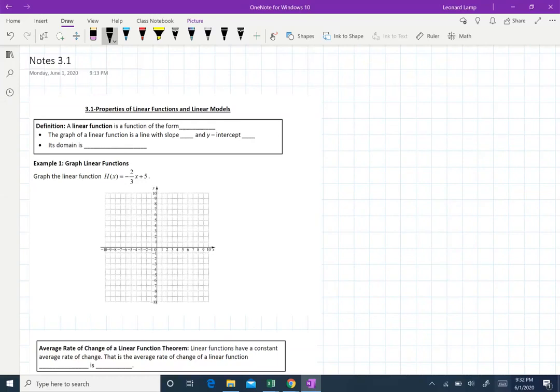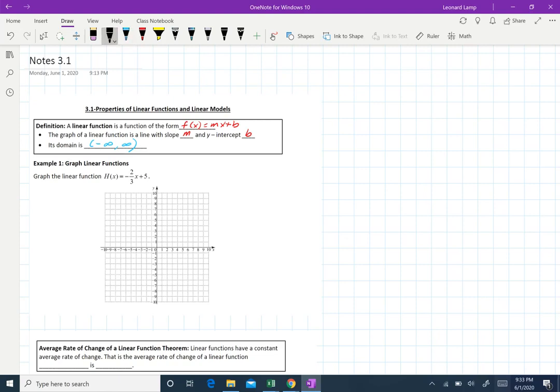All right, 3.1, we finally made it through chapter 2. Long lectures. So in 3.1, we venture back into linear models or linear functions, which is just another way of saying lines. A linear function is a function of the form f(x) = mx + b. The graph of a linear function is a line with a slope of m and a y-intercept of b. And we already know that the domain of all linear functions is all real numbers, or in interval notation, negative infinity to infinity.